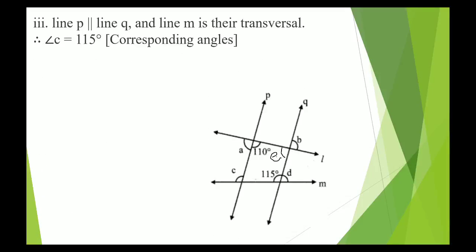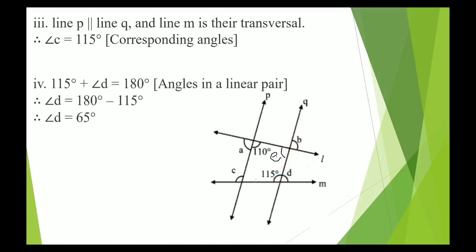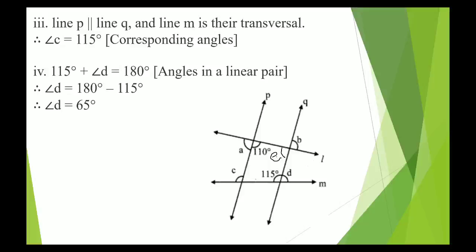Now, line P is parallel to line Q. M is the transversal. So if M is a transversal, angle C and 115 will be corresponding angles. Corresponding angles are equal. Therefore angle C is equal to 115 degrees.